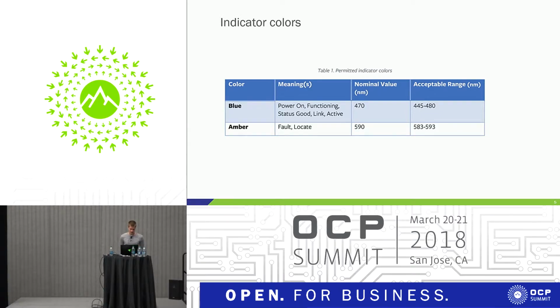The next thing you'll notice is that there's a wavelength defined for both blue and amber, 470 nanometers for blue and 590 nanometers for amber. And there's also an acceptable range for those as well. And we can easily source LEDs that fit these criteria. We'll jump into the meanings of these colors in greater detail later, but for now, think of amber as a fault indication or a locate indicator, and think of blue as a power on or functioning, status good, links are active or links are not active.